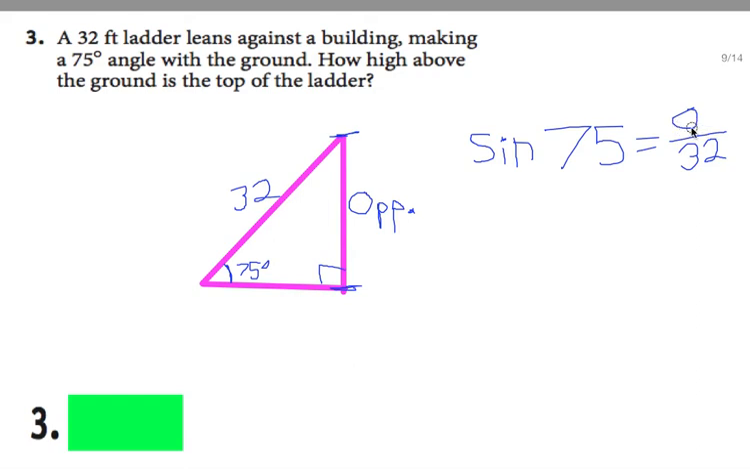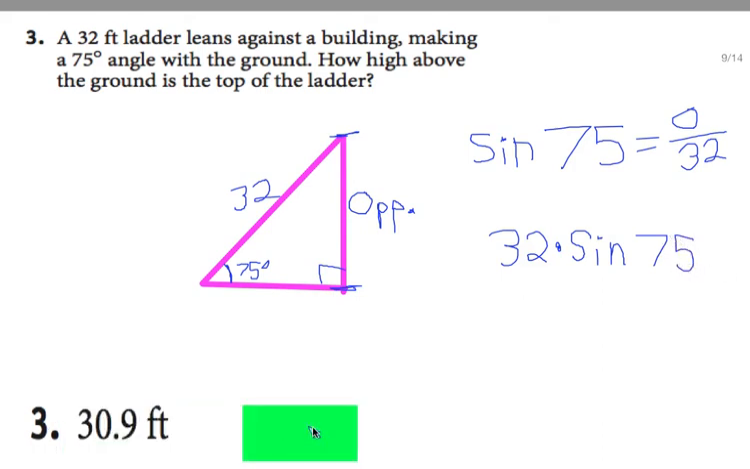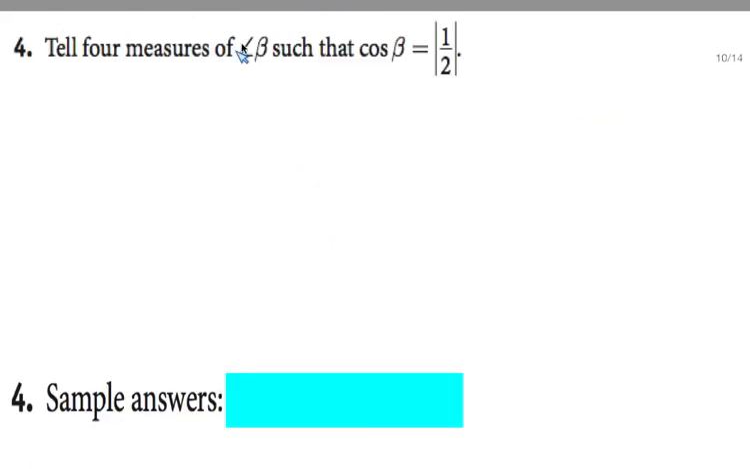So now to find the opposite side, this O, I'm going to multiply both sides by 32. And I would put my calculator in degree mode, and I would just type in 32 times sine 75 degrees, and we would push enter. And when I do that, the calculator will tell me that the opposite side is 30.9 feet. Okay? Hopefully this was a pretty simple one to understand. Let's move on to this one.